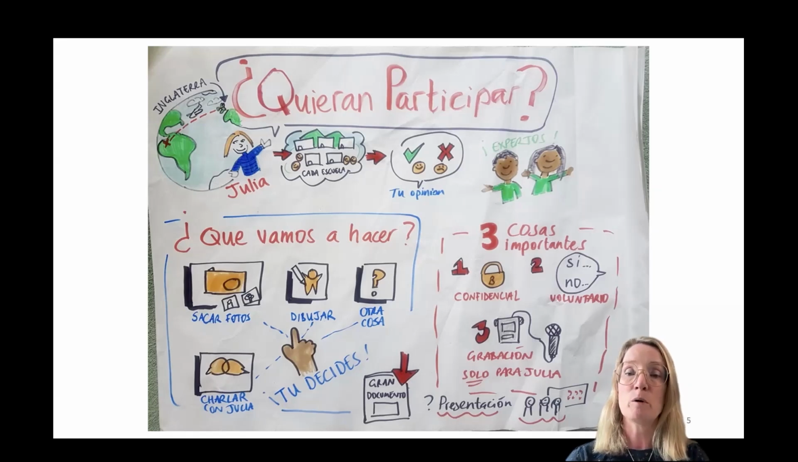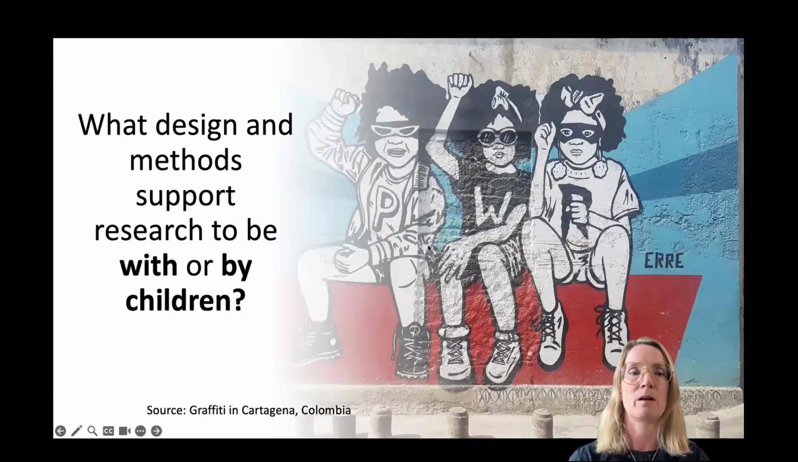Also to introduce the 3 important things on confidentiality: that their participation was voluntary, and also that I was recording, but I would be the only one that could hear that. I also introduced the idea here that we're going to do action planning in the future, and I was going to put it into a big document, a thesis. So having thought about that, then it's about what design and methods support research to be with or by children.